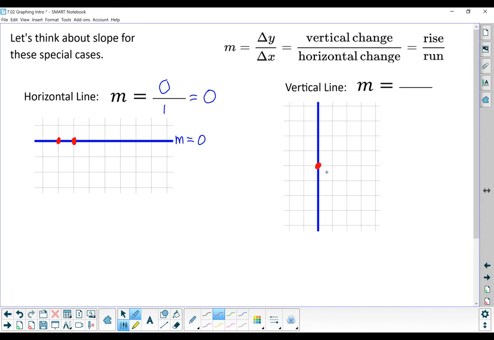For this line, let's think about how much it goes up for each unit it goes over. But wait, it doesn't go over. It's going over 0. So we could think of this as that it's going up 1 over 0. Well, 1 divided by 0 is undefined. We can't divide by 0 in math. If you try it in your calculator, you'll get a domain error. So a vertical line has a slope that is undefined.